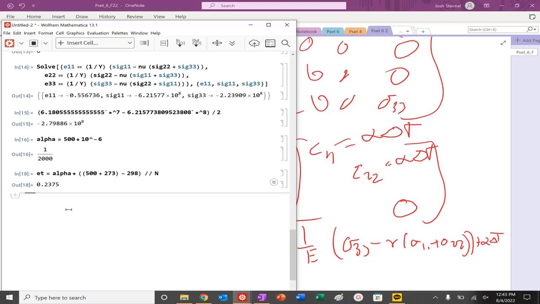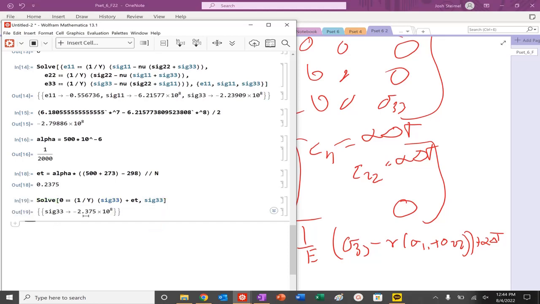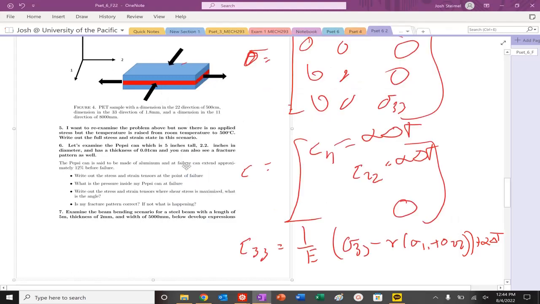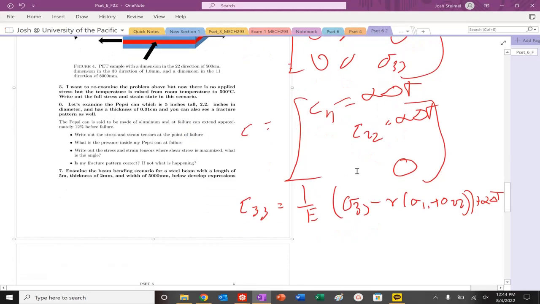And then for my sigma 33, will there be a stress in the 11 or the 22? No, because even though it's expanding, there's no stress applied. It's not constrained. The material is not being constrained anywhere. But I can solve that: 0 equals 1 over E times my sigma 33, which I don't know, plus epsilon T, and then solve for sigma 33. And what do you know? It's compressive, because it wants to expand, but it's being compressed. Great problem, Professor Steimel. All right, now let's go ahead and move on to number 6.